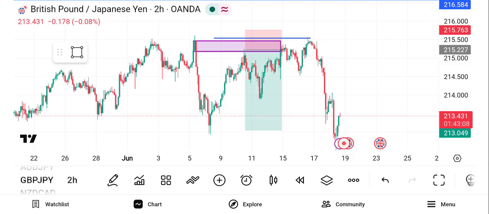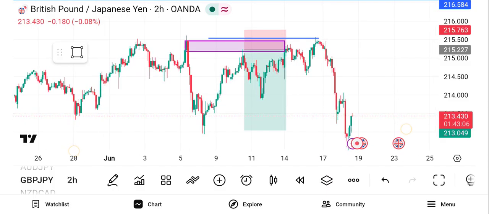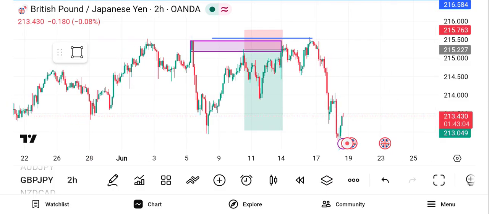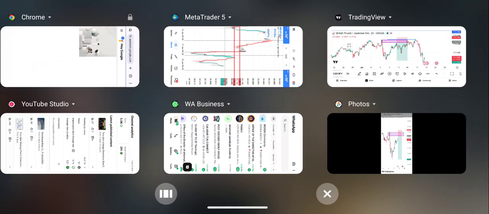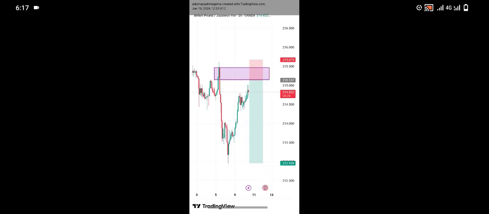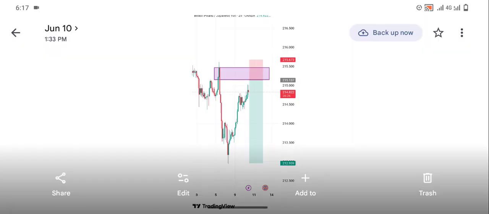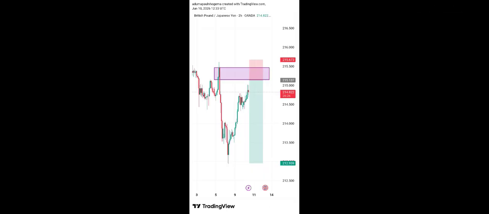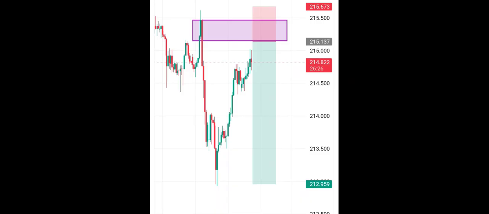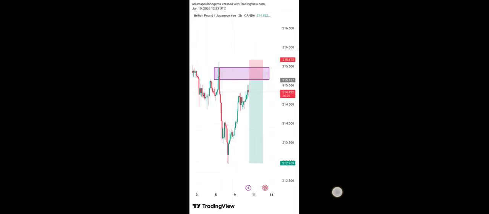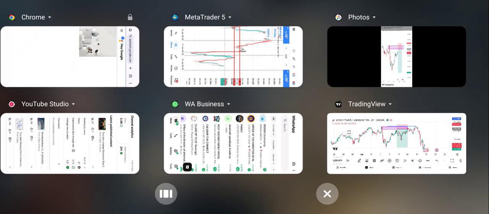Alright, so let me show you the before of this trade. This is the before, GBPJPY. So let's go back to TradingView.